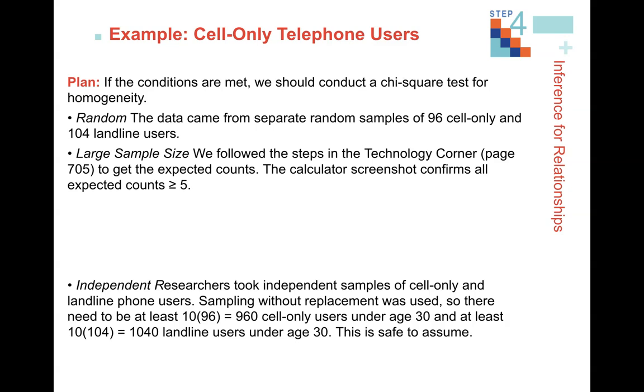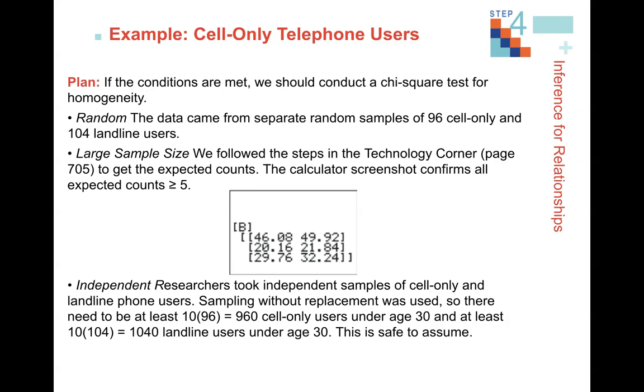The conditions are random, independent, and large enough sample size, or expected counts. Random: the data came from separate random samples of 96 cell only and 104 landline users. Large sample size, I'm going to call this the expected counts condition; you can call it either one, it doesn't matter. We followed the steps in the technology corner, page 705, to get the expected counts. The calculator screenshot confirms all expected counts are greater than or equal to 5. So here are all your expected counts.